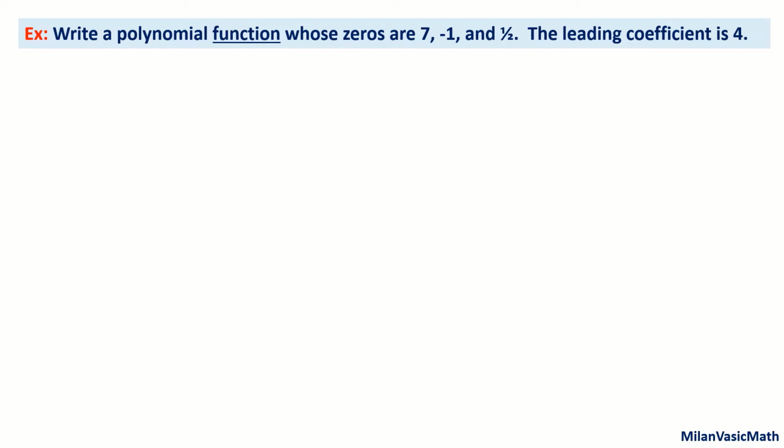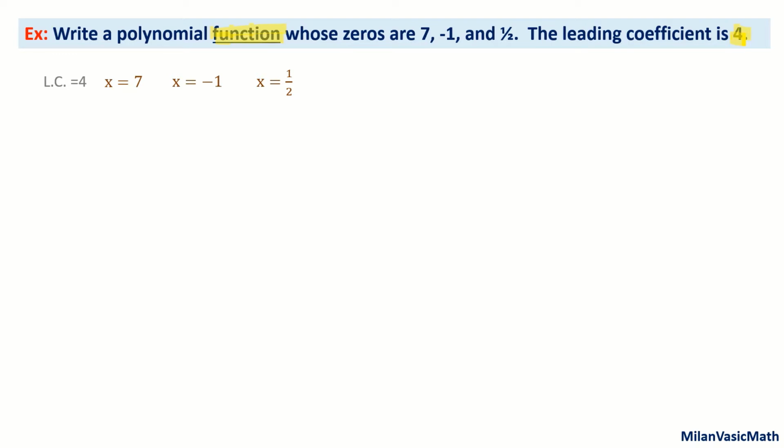Next, we will write a polynomial function. That's key, that it's a function whose zeros are 7, -1, and 1/2. Also worth remembering is that the leading coefficient has to be 4. All right, so I'm going to start with what the zeros are. The zeros are x equals 7, x equals -1, and x equals 1/2. Leading coefficient's 4.